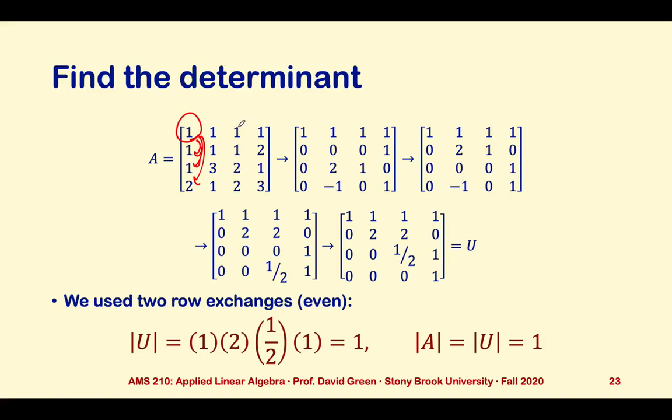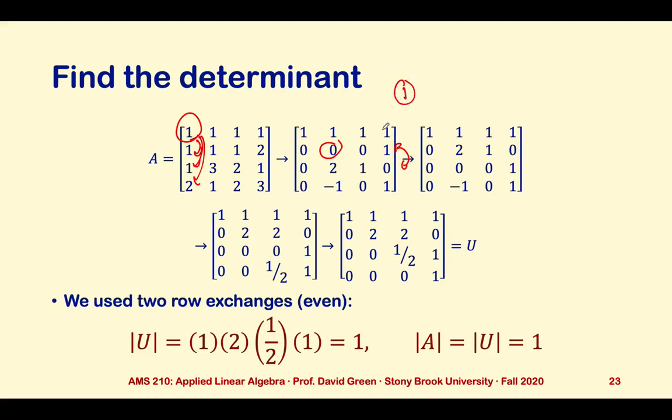Subtract the first row from the third, gives us 0. 3 minus 1 is 2. 2 minus 1 is 1, and 1 minus 1 is 0. Subtract twice the first row from the last. 2 minus 2 is 0. 1 minus 2 is negative 1. 2 minus 2 is 0. And 3 minus 2 is plus 1. We then move over and to the right, but we have a 0 in the position we would like our pivot and non-zeros below. We have to correct this with a row exchange.